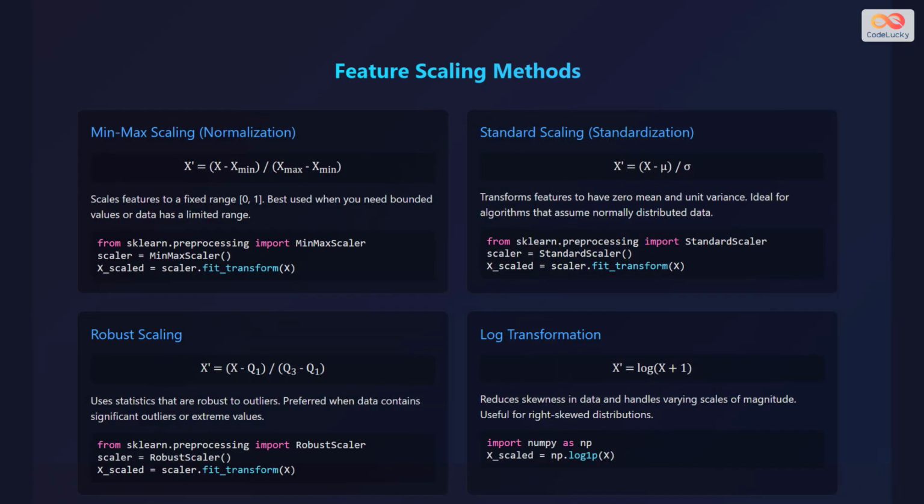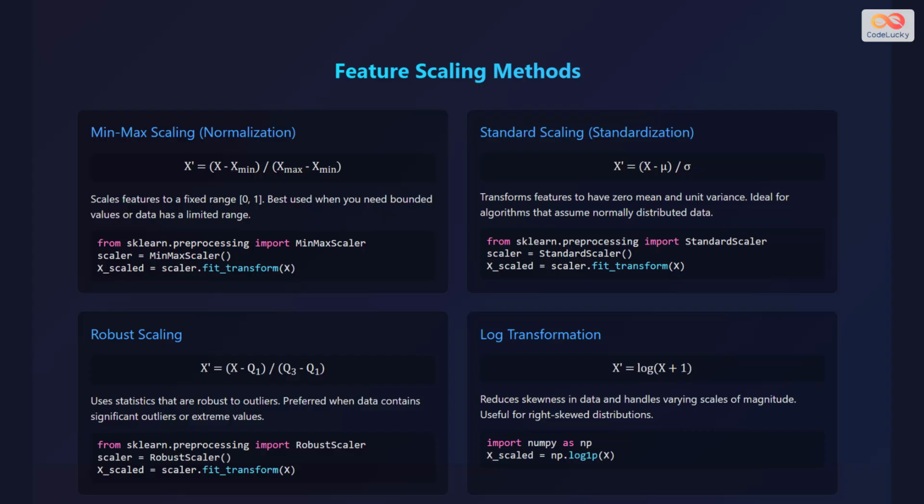Now we will discuss feature scaling methods. First, min-max scaling, also known as normalization. It scales features to a fixed range, 0 to 1. It is best used when you need bounded values or data has a limited range. Here is the code snippet. From sklearn.preprocessing import MinMaxScaler. scaler = MinMaxScaler(). X_scaled = scaler.fit_transform(X).